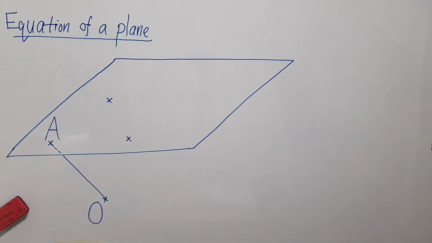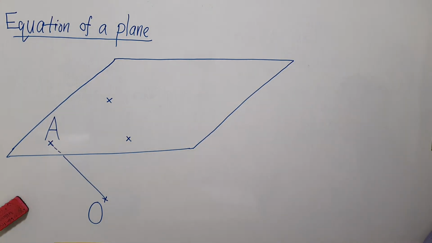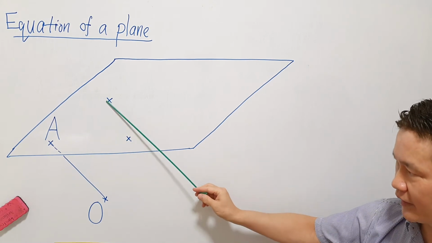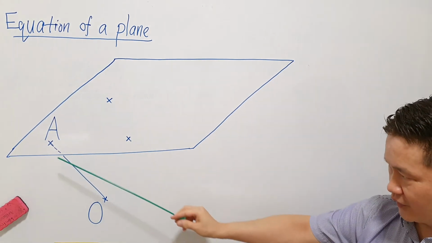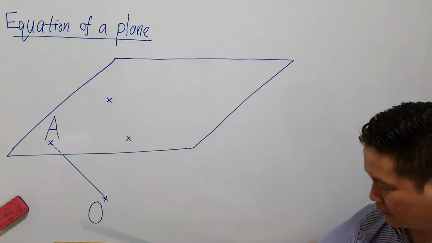In a three-dimensional space, how can you uniquely identify a plane? To do that, you need at least 3 points on the plane, such as 1, 2, 3. With 3 points on the plane, you can uniquely identify a plane in a three-dimensional space. I have called this point A. I didn't name these two other points, alright? I just named this point A. And this point A on the plane has a position vector OA.